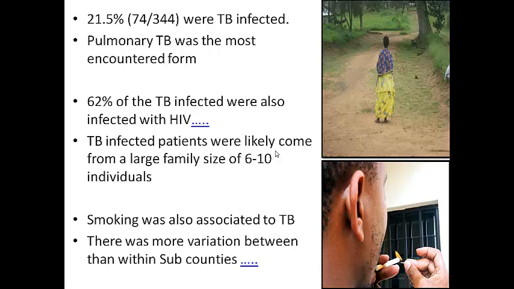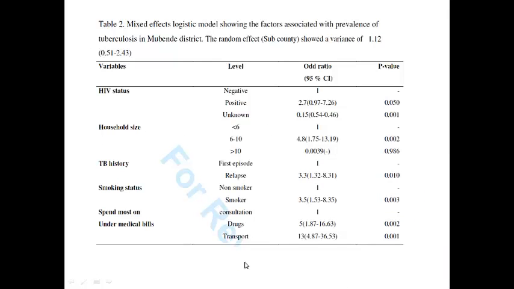And we found through a random effects model that there was more variation in TB prevalence at sub-county level. That means every sub-county seemed to offer different dynamics to the TB epidemiology. And we see from the model that an HIV patient was almost 3 times more likely to have TB, or the other way around, a TB patient was 3 times more likely to be HIV positive.